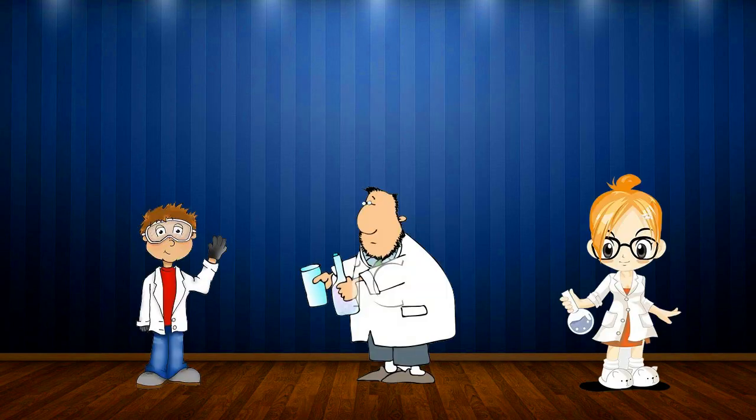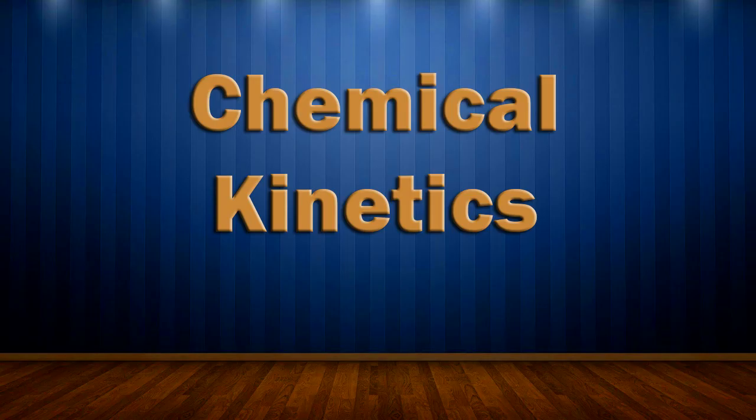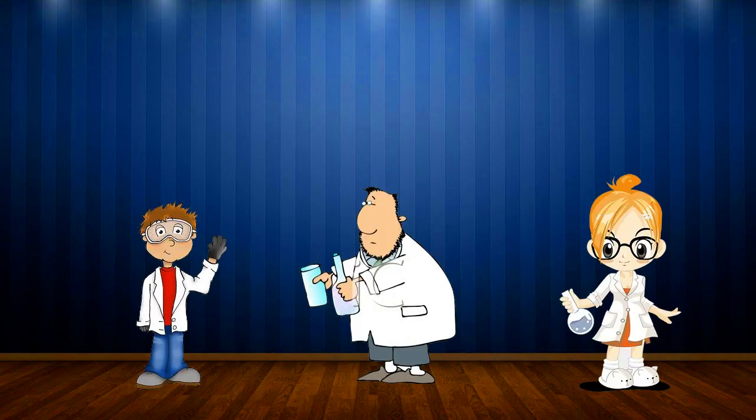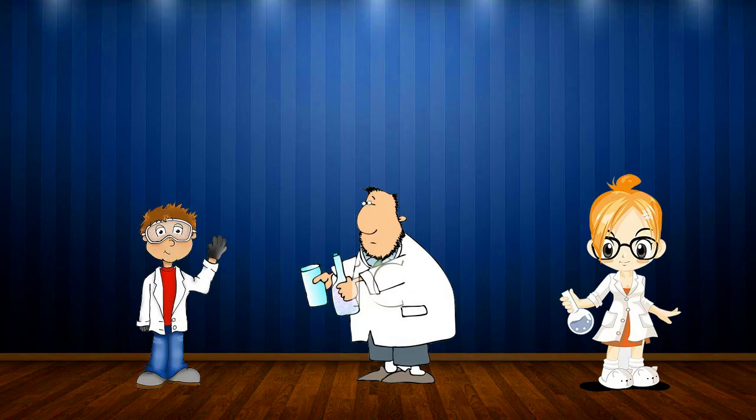And we are here to discuss Chemical Kinetics. Now, what is chemical kinetics? Chemical kinetics is a field of chemistry that deals with the rate at which chemical reactions occur. Besides information about the speed at which reactions occur, kinetics also sheds light on exactly how the reaction occurs. Do you know the collision theory?